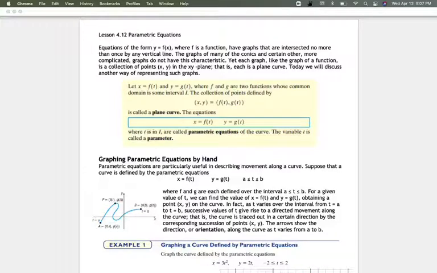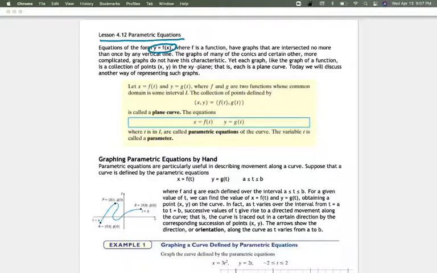Hey guys, we're going to do notes today over parametric equations. We've been talking about equations mainly in the form y equals f of x, where y is just a function of x, so that you only have one equation with an x and a y. You know it's a function if it passes the vertical line test.